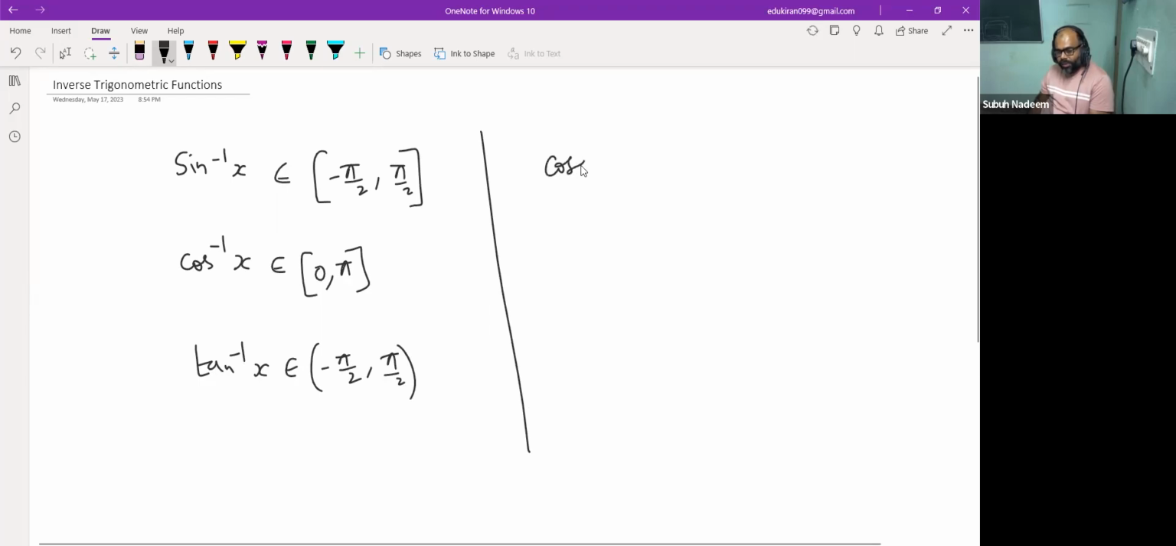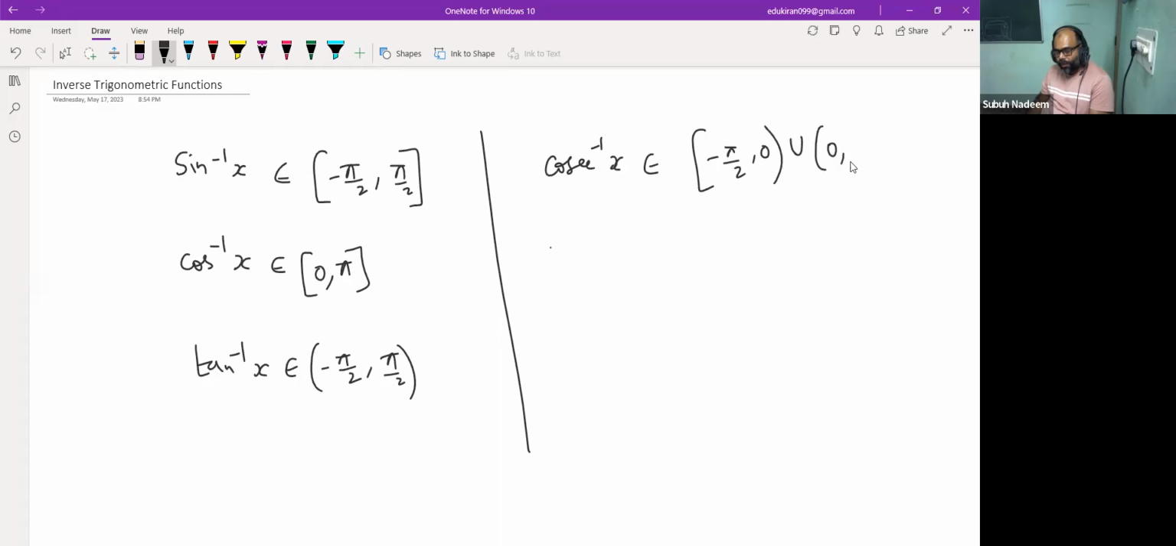And cosec inverse x gives the value from, one second, someone else also joined. Okay, Madiha has joined. Cosec inverse x gives minus pi by 2 to 0, union 0 to pi by 2. 0 it does not give, because there cosec would be undefined.